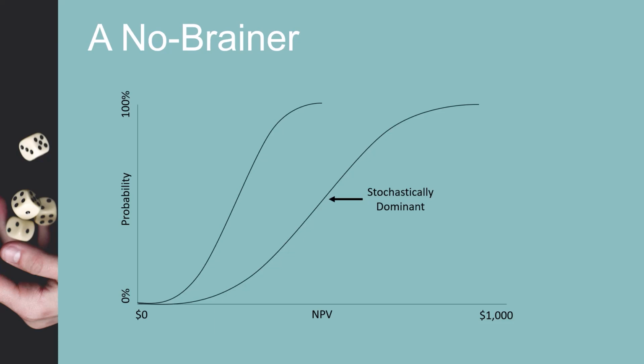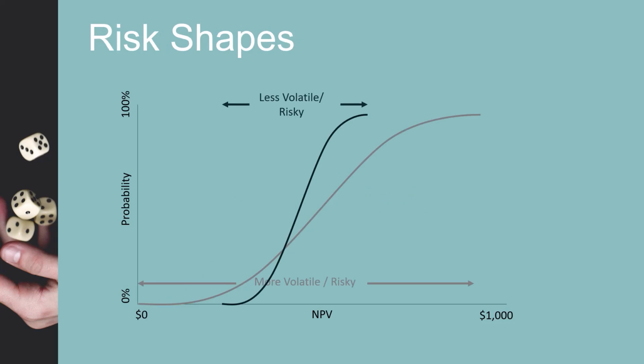The situation gets a little murkier when the lines cross. That means there are times when each of the two investments has a better chance of a higher NPV. The steeper the slope of the line of the S-curve, the less the volatility of potential outcomes.